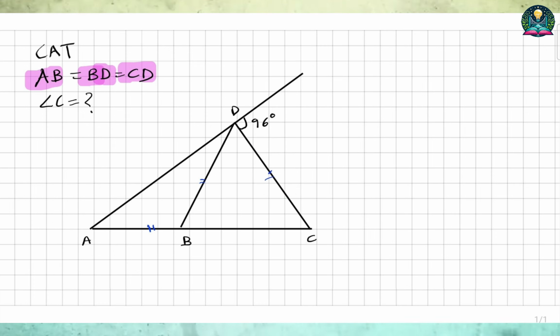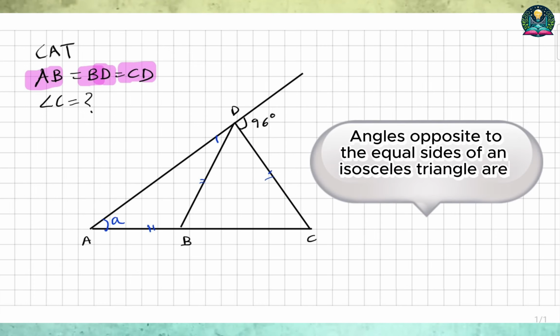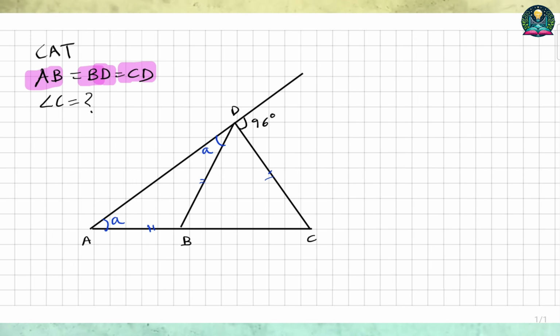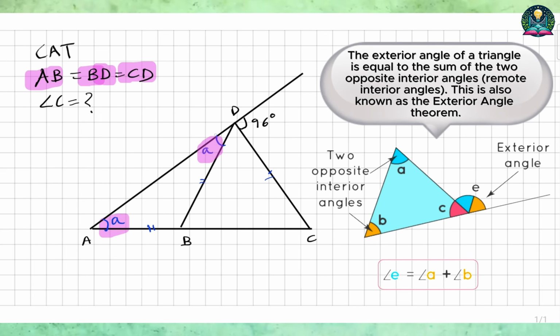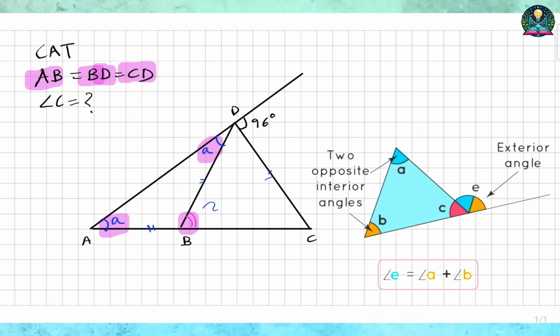So here we have AB, BD as equal, so we can mark the angles as A. Now what can we tell about angle DBC and these two angles A? We know that these two angles add up to angle DBC because DBC is the exterior angle of triangle ABD.